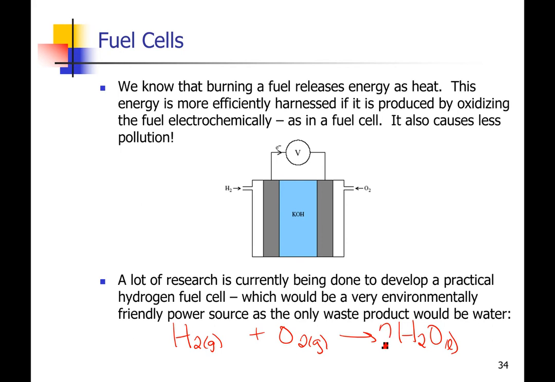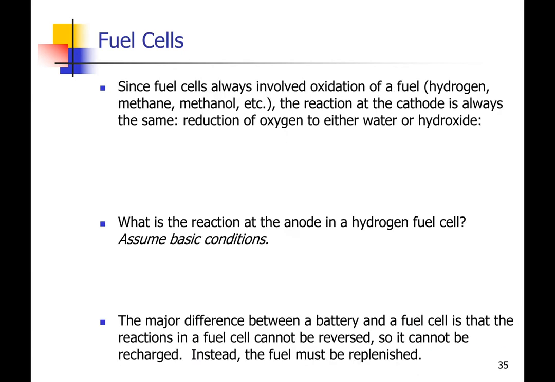In order to balance this out, I need 2 molecules of water and 2 molecules of hydrogen gas. Now, that reaction was pretty easy to balance by inspection, but we wouldn't be able to do any electrochemical calculations on it without knowing the stoichiometric coefficient. And to find the stoichiometric coefficient, we do have to break it down into half reactions. So in any fuel cell, since they all involve combustion reactions, they all involve reduction of oxygen, they all have the same reaction at the cathode. The only difference, of course, is whether your fuel cell is operating under acidic or basic conditions.